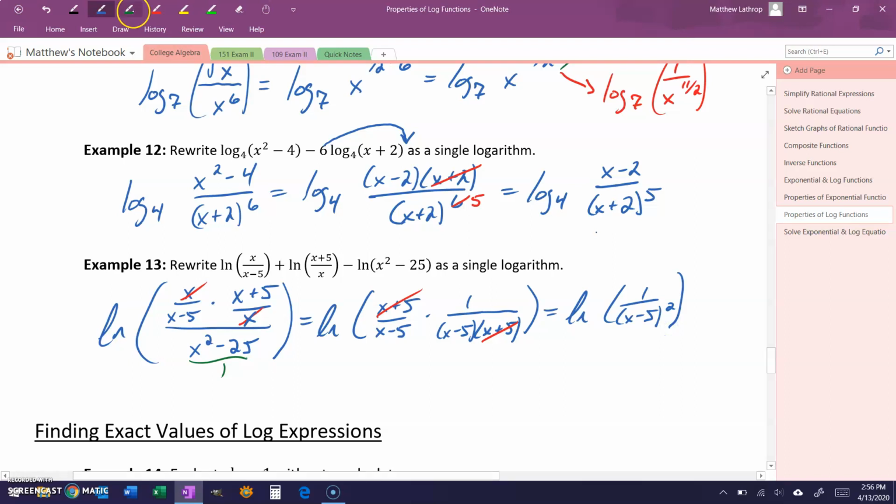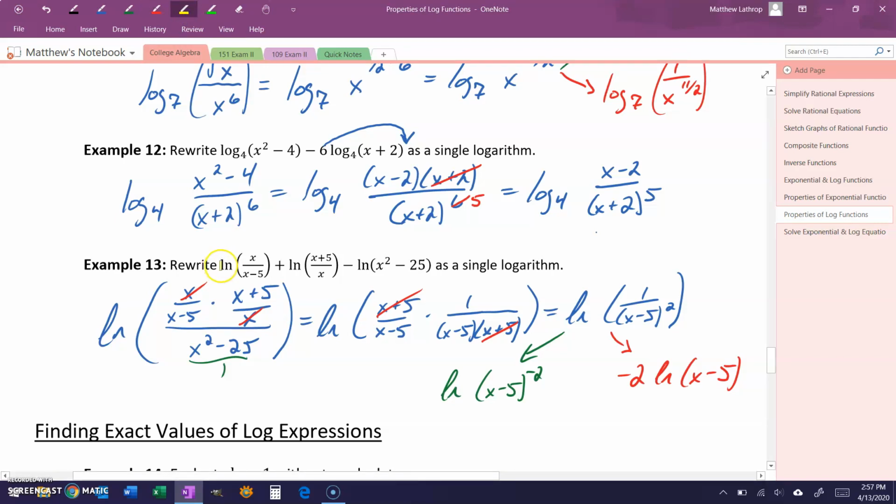Again, we have some options for how we could rewrite that. We could rewrite this as the natural log of x minus 5 to the negative 2nd power. Or we could bring that negative 2 out in front to rewrite this as negative 2 times the natural log of x minus 5. But again, equivalent expressions, just slightly rewritten using some of those properties of logs.